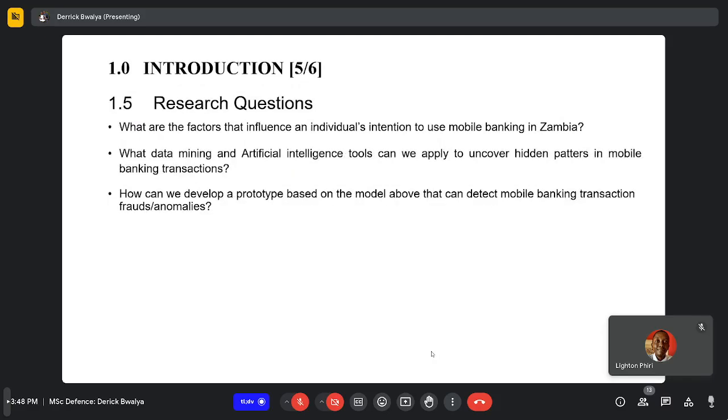What are the research questions? The first research question speaks into the factors that influence an individual's intention to use mobile banking in Zambia. Secondly, what data mining and artificial intelligence tools can we apply to uncover hidden patterns in mobile banking transactions? The third question is, how can we develop a prototype based on the model above that can detect mobile banking transaction frauds or anomalies, to put it in another way?